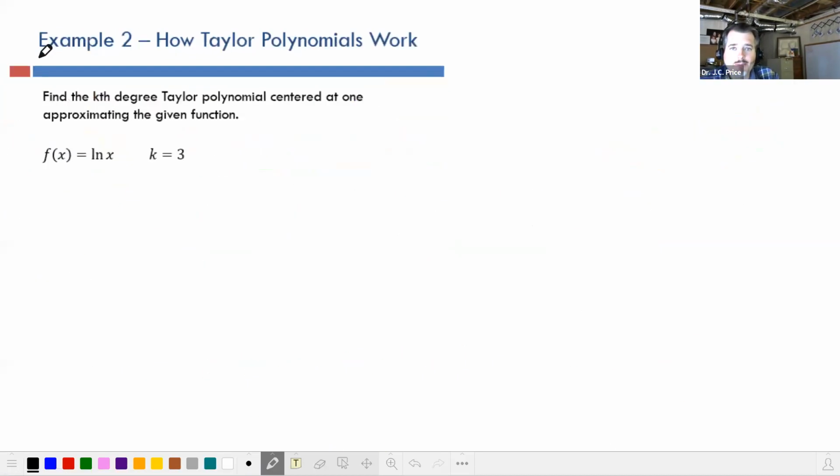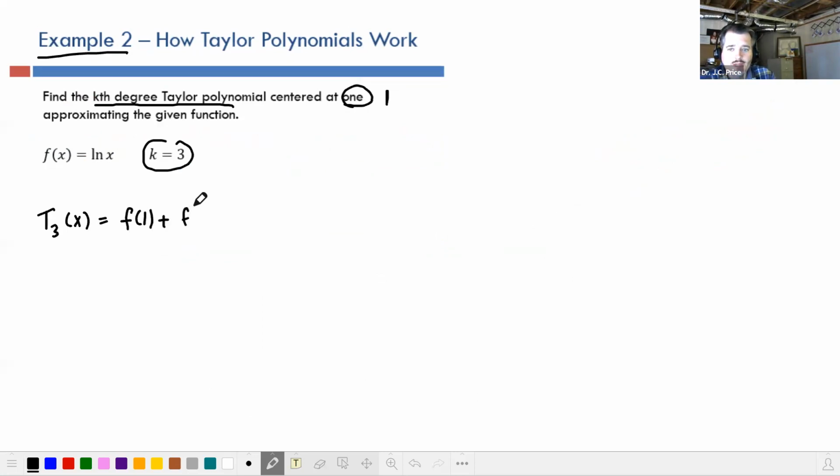So here's my example 2 here. I want to find the kth degree Taylor polynomial centered at 1 this time. So centered at 1, approximating the given function. So let's write down the 3rd degree Taylor polynomial, and we'll have it centered at 1. So what does that look like? So you have the original function evaluated at 1, plus you take its derivative, f prime of 1, and then you can divide it by 1 factorial, but it's just the same thing.